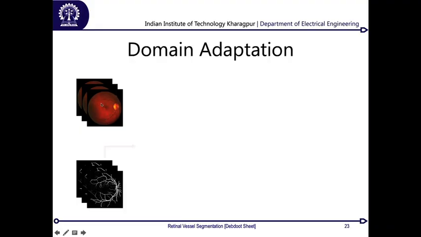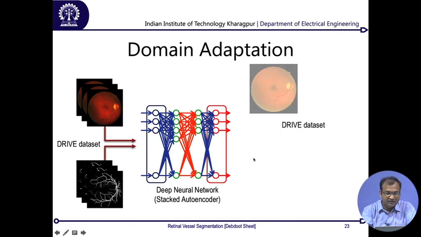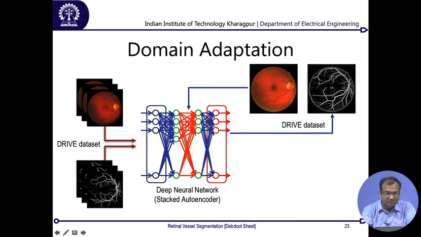So, what we start with is, say, I have this commonly available data set, which is my DRIVE data set, and then I train a deep neural network. Okay, so we train a simple stacked denoising autoencoder over here, without that random forest thing. This is a fully connected neural network for segmentation. Now, from that, I put in an image from the DRIVE data set, and I get a very good segmentation.